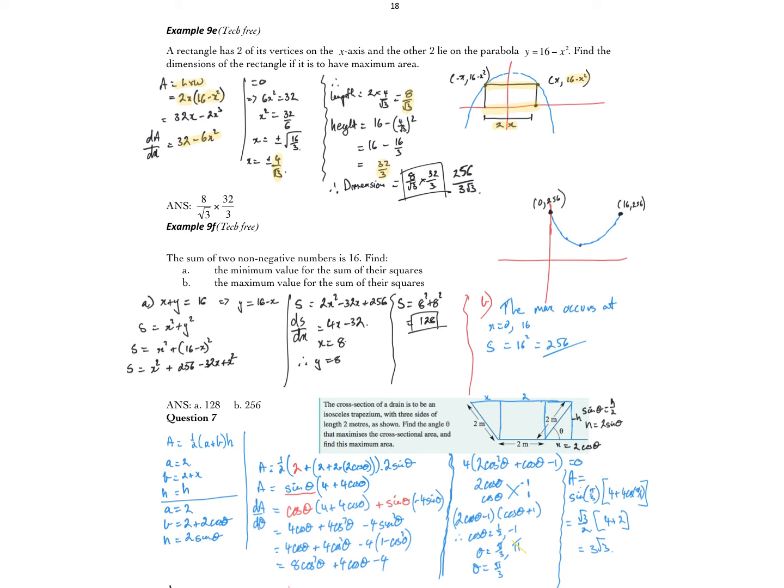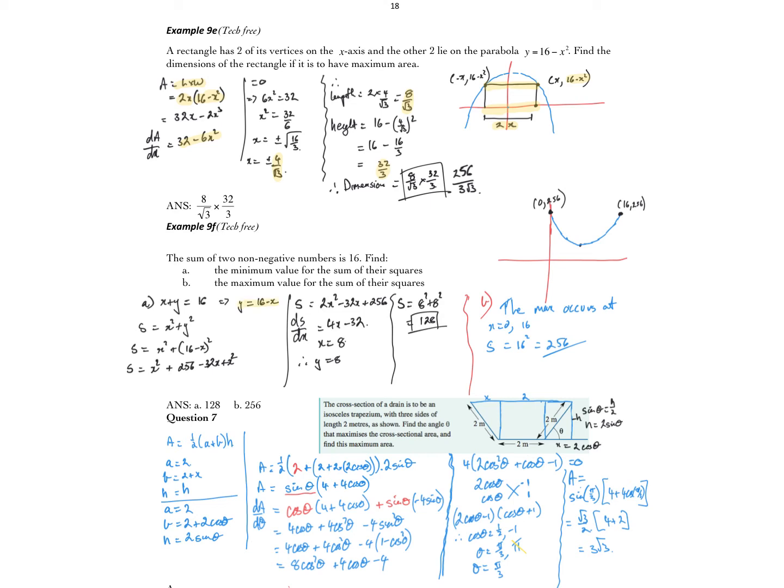All right. What do we got here? The sum of two non-negative numbers is 16. Find the minimum value for the sum of their squares, the maximum value for the sum of their squares. So x plus y is equal to 16, therefore y is equal to 16 minus x.